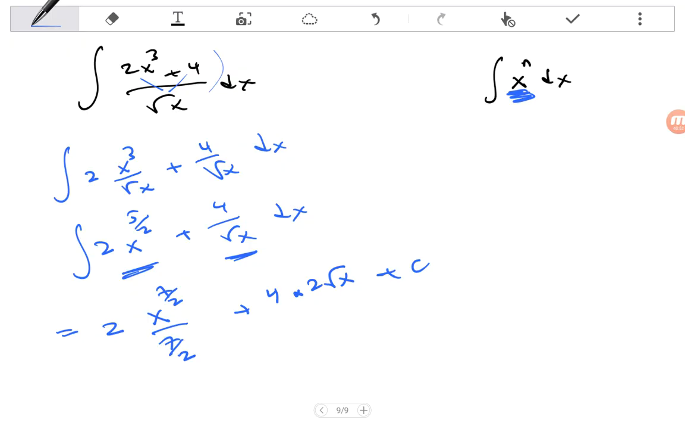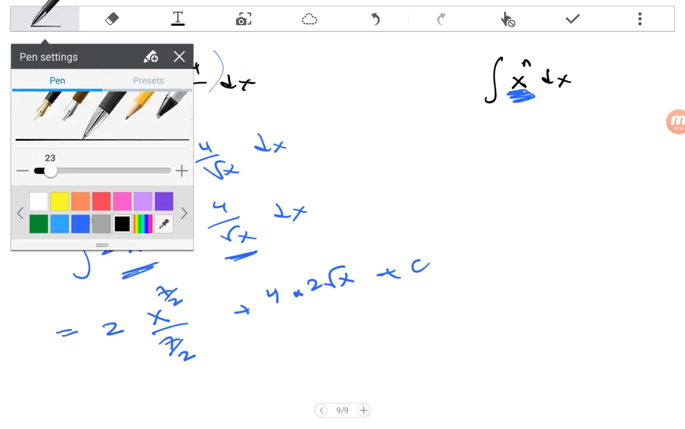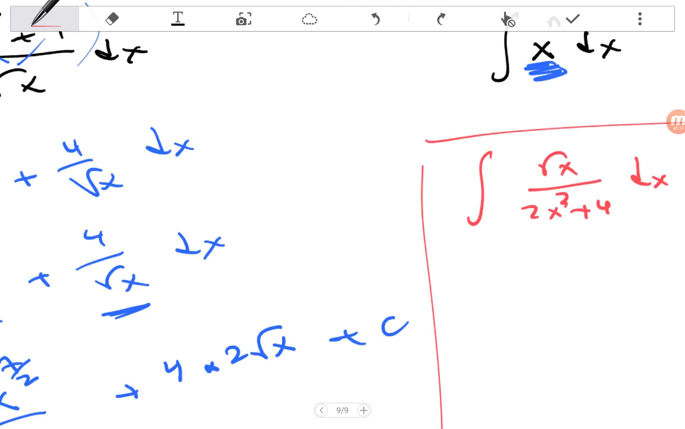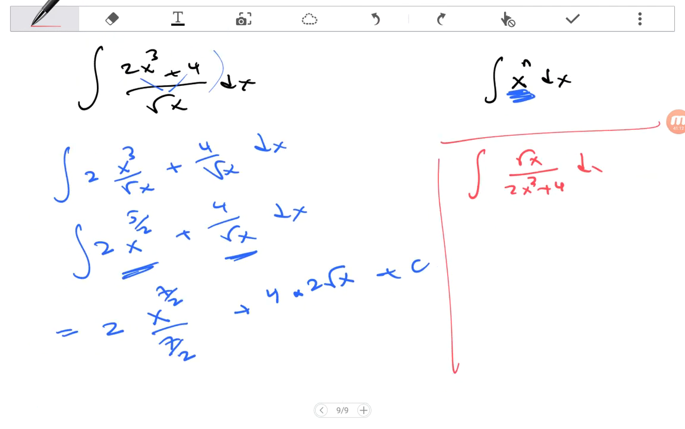Okay? What if the problem was like this? Instead of this, it was root x over 2x cubed plus 4. Let's try to do the same thing, which is to distribute it like this. It will be root x over 2x cubed plus root x over 4.